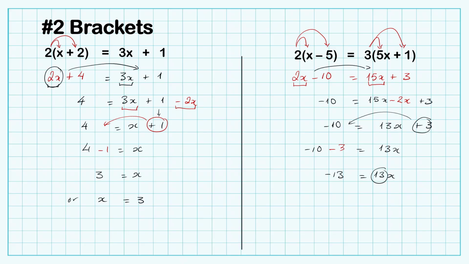So what happens with that 13? We send this down here. So this is negative 13 over 13 equals x. This is minus 1 equals x, or x equals negative 1.